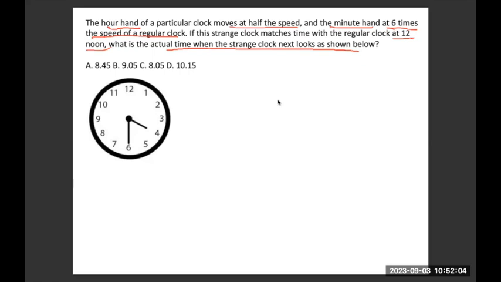What is the actual time when the strange clock looks like this? In this strange clock, the time is shown like this, but there are these conditions where the hour hand moves half the speed and the minute hand moves 6 times. So currently the time shown here is 4:30. But the actual time is something else, which you have to find with reference to this relationship. And these are the options which are given to you: 8:45, 9:05, 8:05, 10:15.